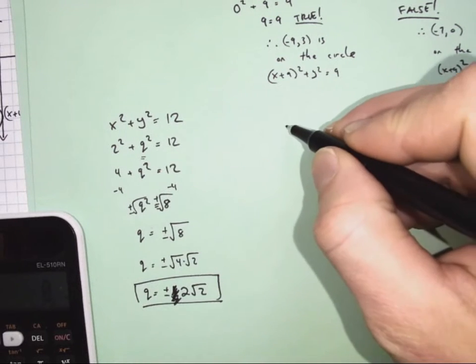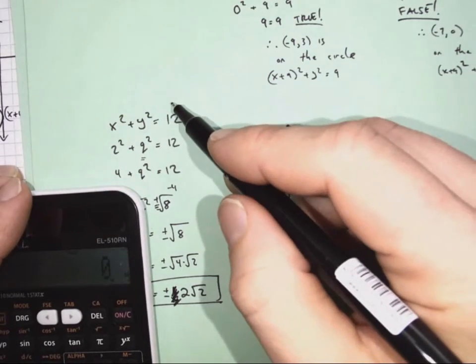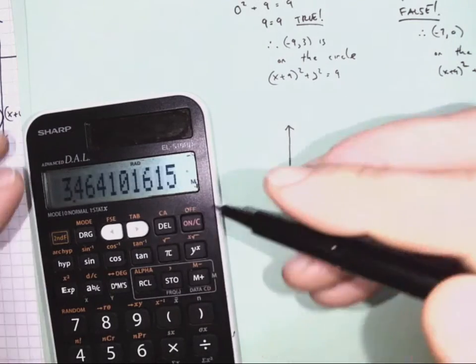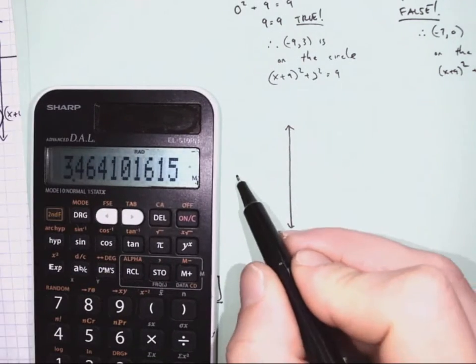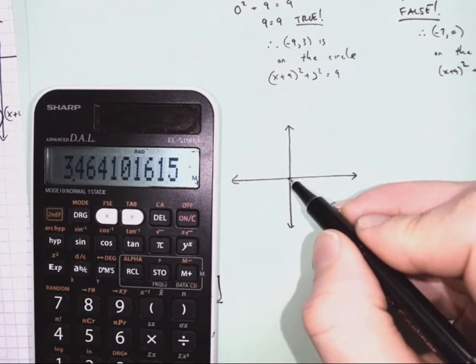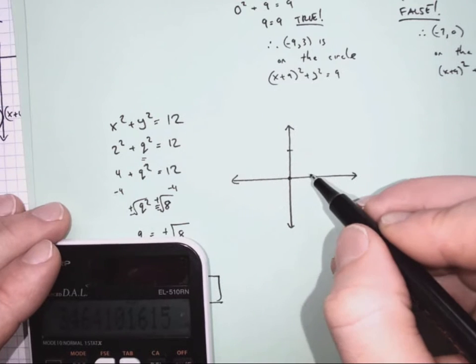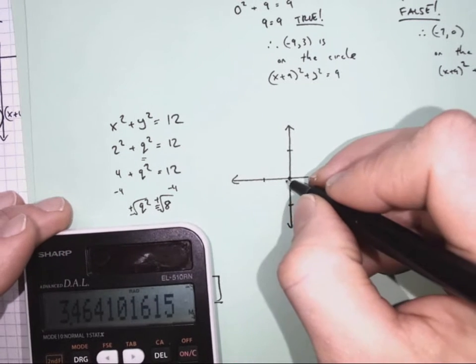First, I'm going to graph our original function. It has a radius square root of 12, which means the radius must be the square root of 12. So the radius is about 3.46. So it's got a center of the origin, and it's got a radius at like 3.5 almost.